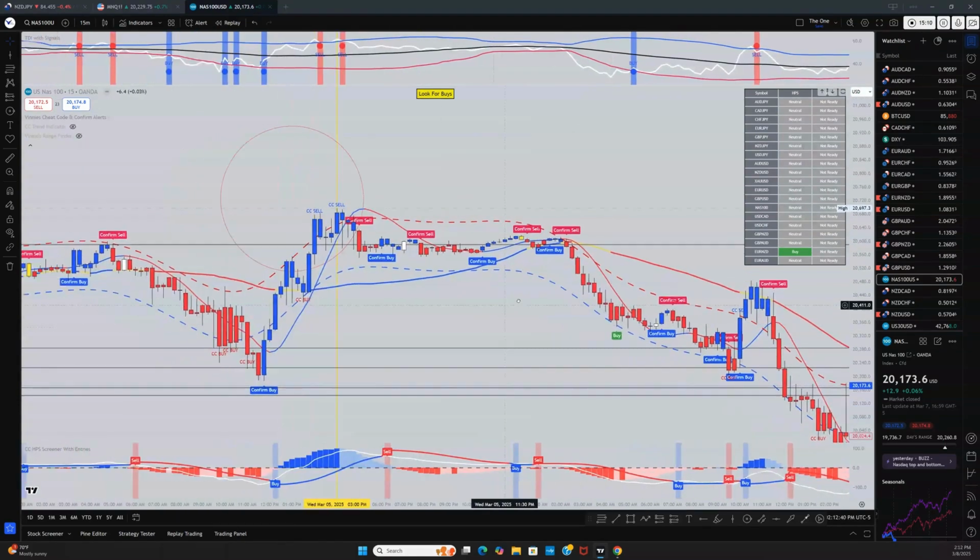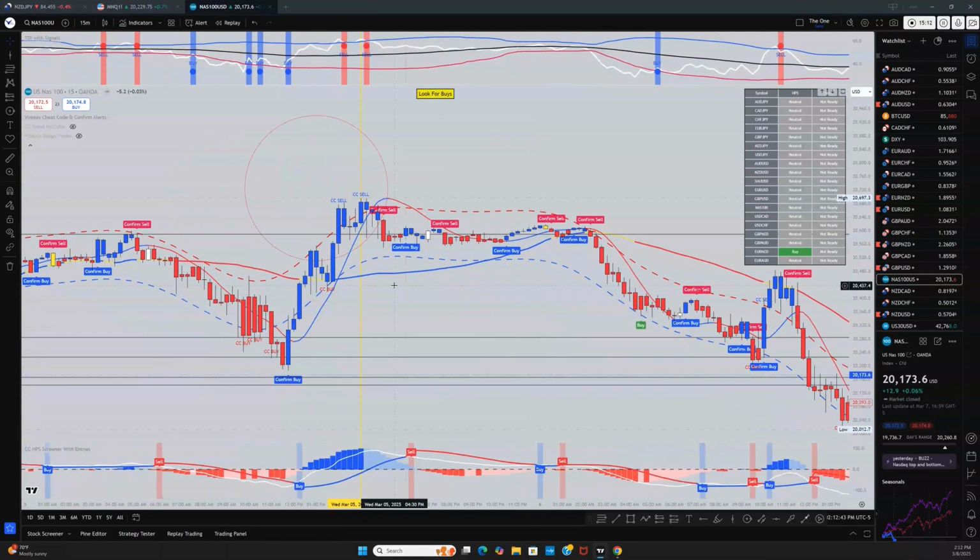Okay. So what do we do next? We wait for our confirmation. So we have a confirmation sell that popped up, as you can see right here. Okay, so after that candle closed, we could have got into the market. The market moves sideways for a little bit, and then it drops off.